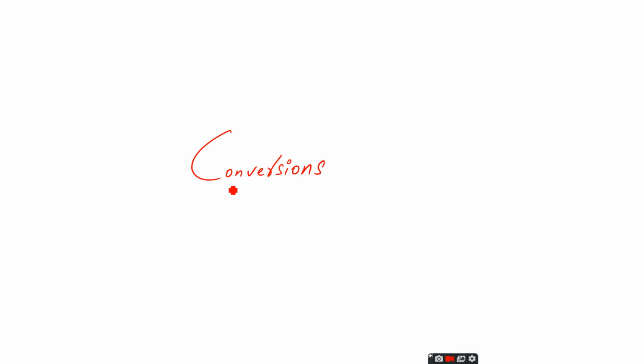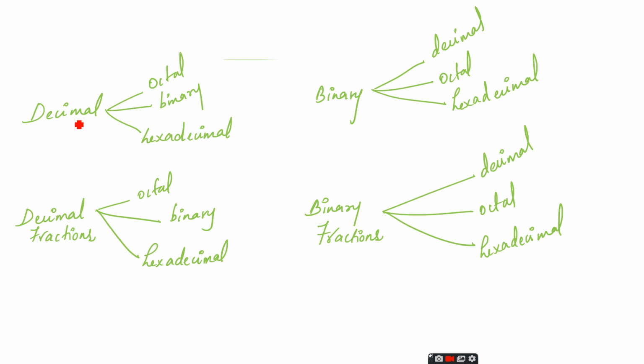In the last video, we have learned about different number systems and how to represent them. Now we can learn how to convert one number from a number system to another number system. It is easy to convert numbers from one system to another. We have learned the decimal number system, so we can convert decimal to octal, decimal to binary, and decimal to hexadecimal. In the same way, decimal fractions to octal, binary, and hexadecimal.